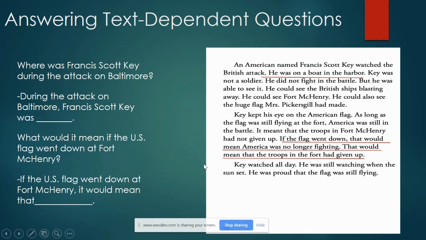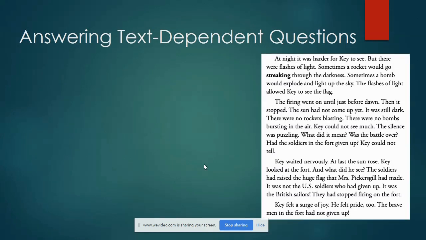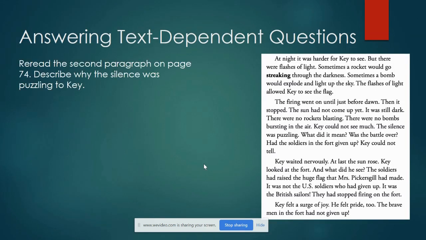Let's go ahead and move on to another page in the story. Reread the second paragraph on page 74. Describe why the silence was puzzling to Key. So now we're going to reread this paragraph together with a special focus on figuring out why the silence was so puzzling to Key. Be sure that you're reading along with me.